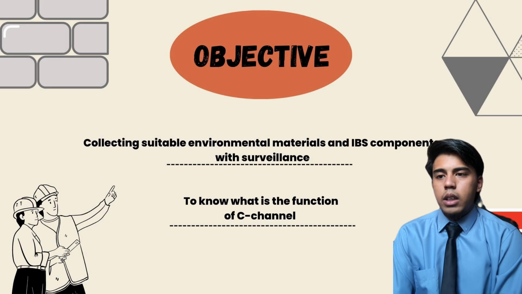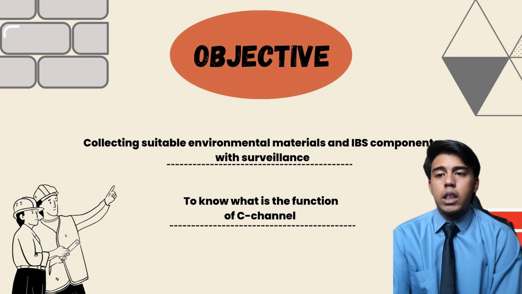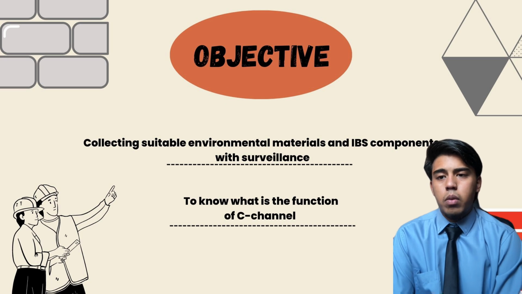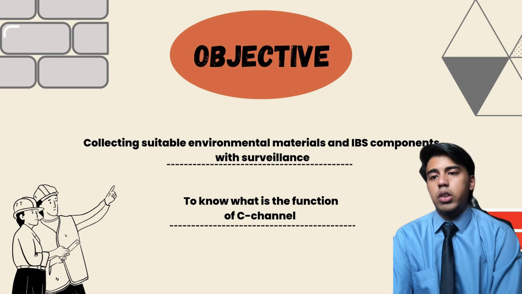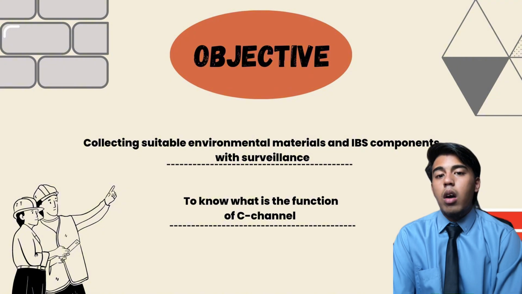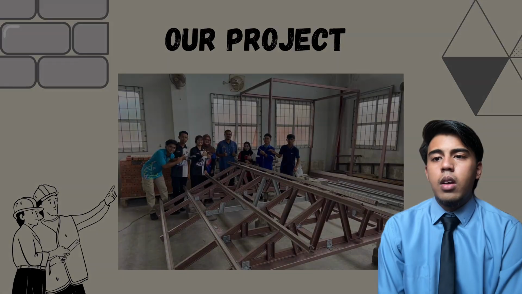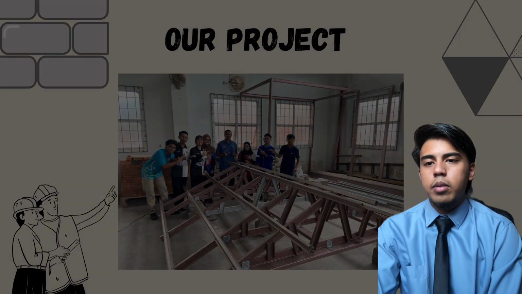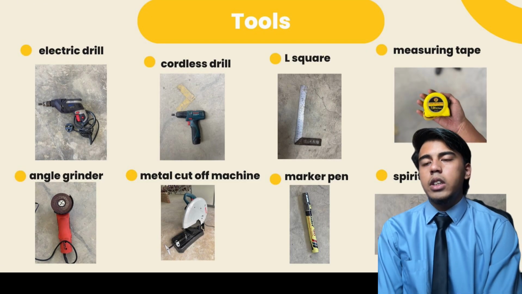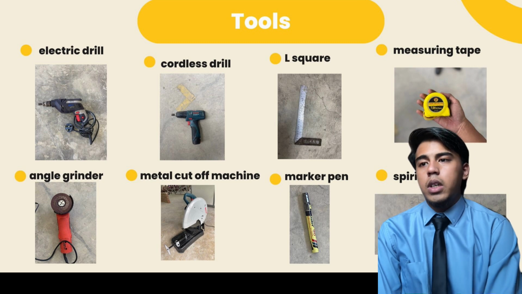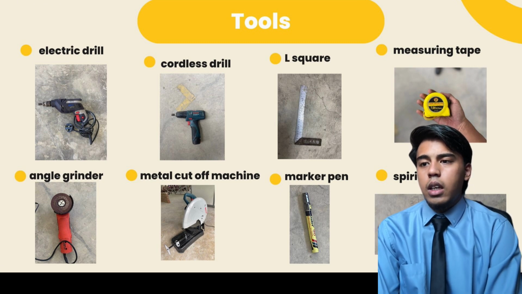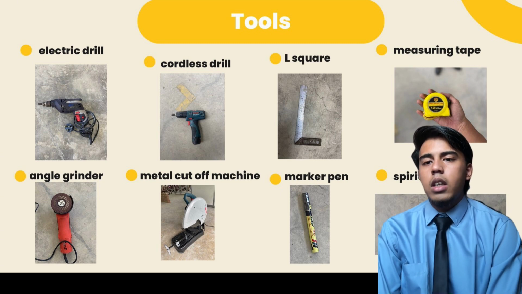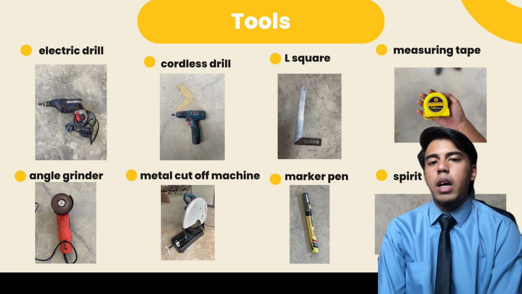The objective of this practical work is collecting suitable environmental materials and IBS components with surveillance, and also to know the function of C channel. This is the picture of our project. The tools that we used for this practical work are electric drill, angle grinder, cordless drill, metal cut-off machine, L-square, marking pen, measuring tape, and spirit level.